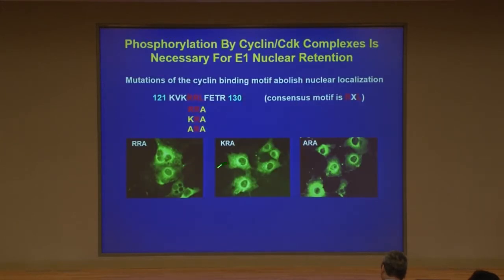So here, I just want to show you one slide. This is GFP-E1, which is functional in transfected cells. We just mutate the cyclin binding motif. You can see the nuclear export sequence no longer can be inactivated, so they all come out. So now this E1 will not be functioning.